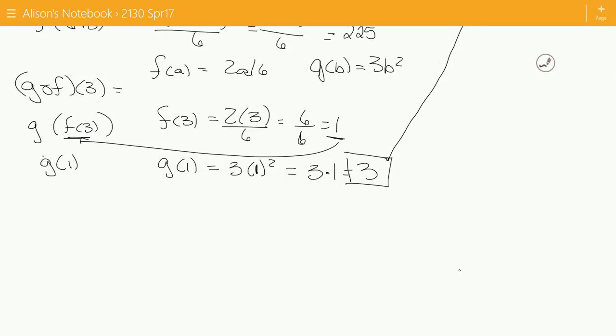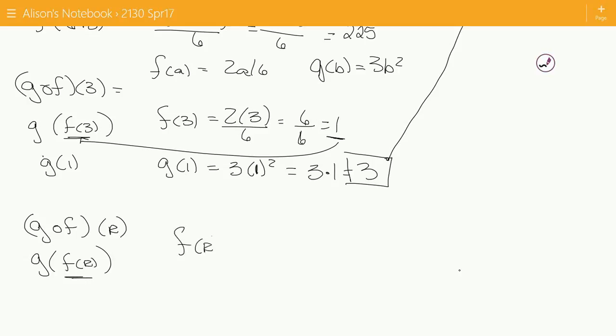So the last one that I want to talk about with composite functions is, what if I had g of f of, let's say, the letter r. G of f of r. How am I going to calculate that? We're going to do it exactly the same way. I'm going to say this becomes g of f of r. I need to find out what f of r is.